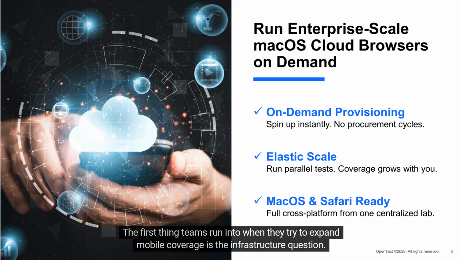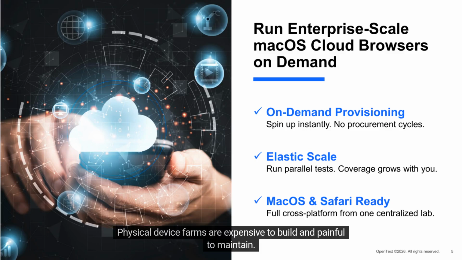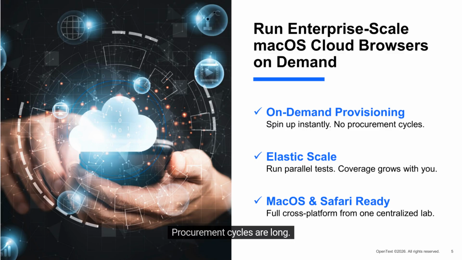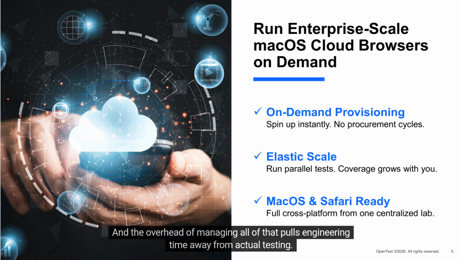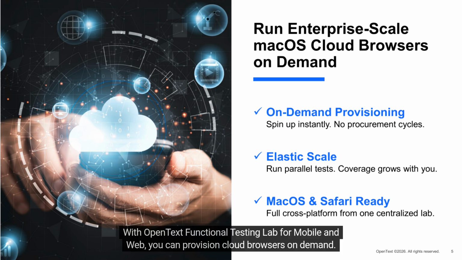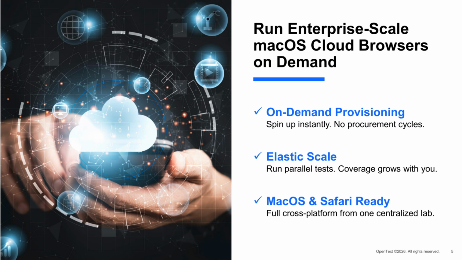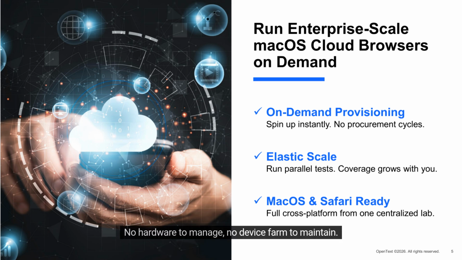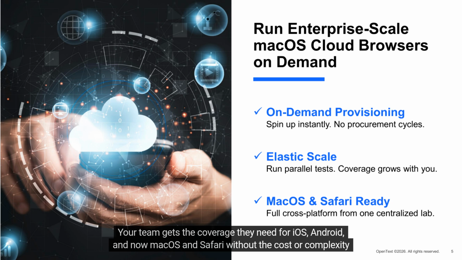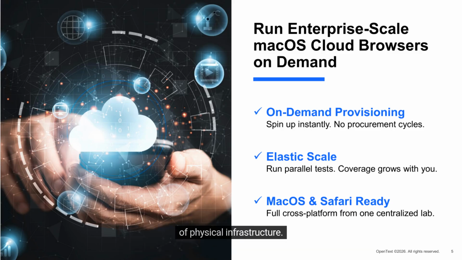The first thing teams run into when they try to expand mobile coverage is the infrastructure question. Physical device farms are expensive to build and painful to maintain. Procurement cycles are long, devices go out of date, and the overhead of managing all of that pulls engineering time away from actual testing. With OpenText Functional Testing Lab for mobile and web, you can provision cloud browsers on demand. No hardware to manage, no device farm to maintain. Your team gets the coverage they need for iOS, Android, and now macOS and Safari without the cost or complexity of physical infrastructure. You scale up when you need it, you scale down when you don't. It's that straightforward.